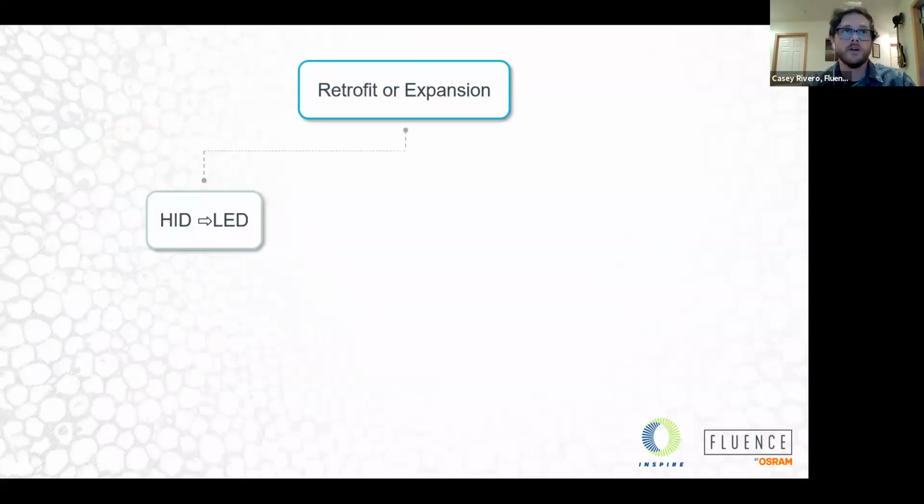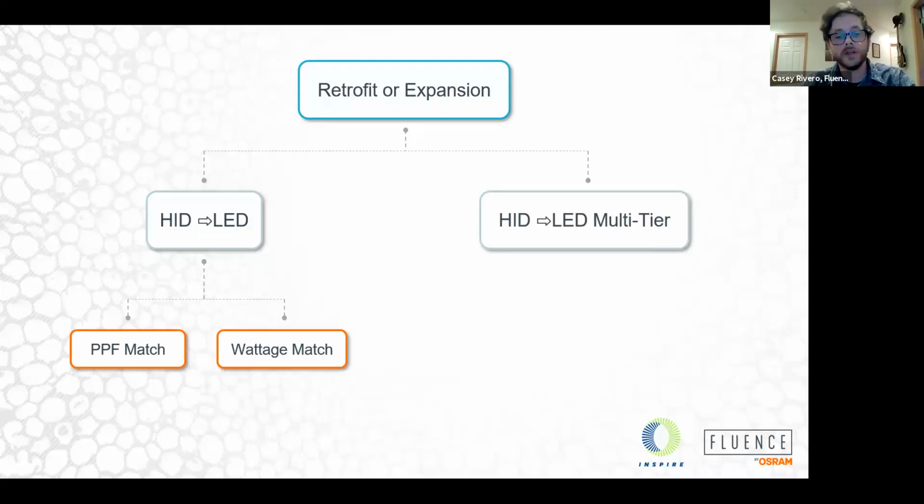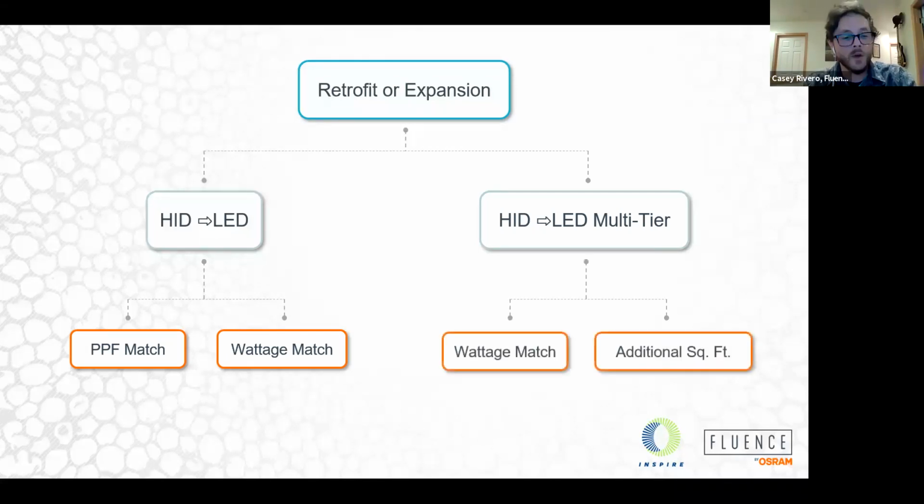So as you can see, our first scenario is the HID to LED, PPF match to wattage match. The next scenario that we have is HID to an LED multi-tier setup, right? Or the opportunity to go from HID directly to LED multi-tier is another option.